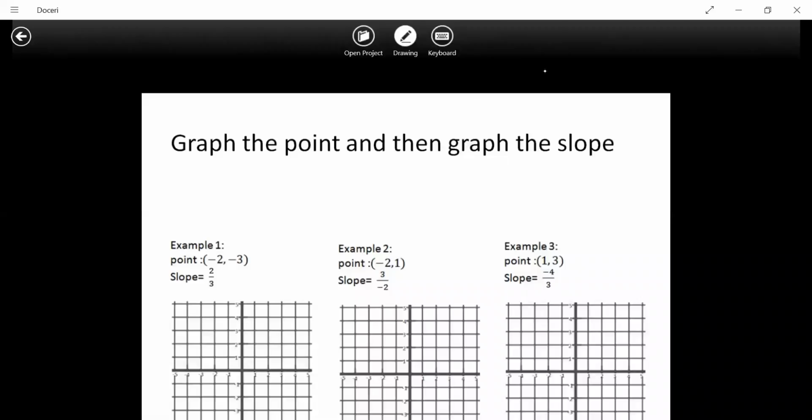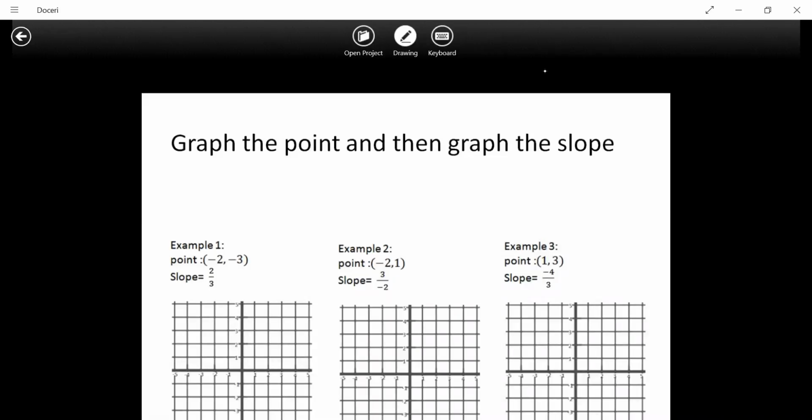Okay, so to introduce point slope form, if you can get this, we're going to be very good at graphing and understanding what point slope is asking for. For the first part of this, all I'm giving you is a point. From that point, graph the slope. Okay, so if you can do that, we're good.